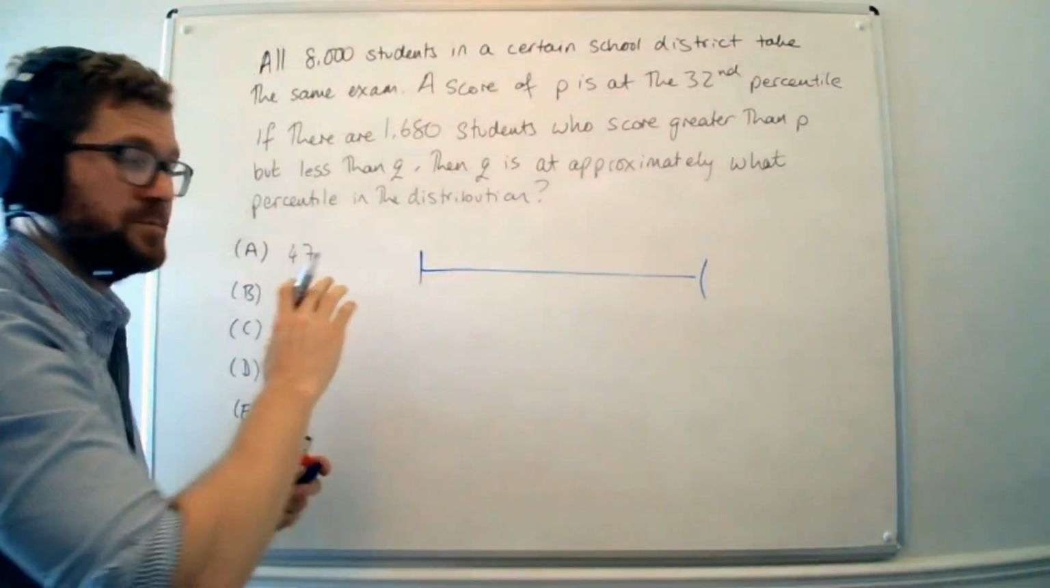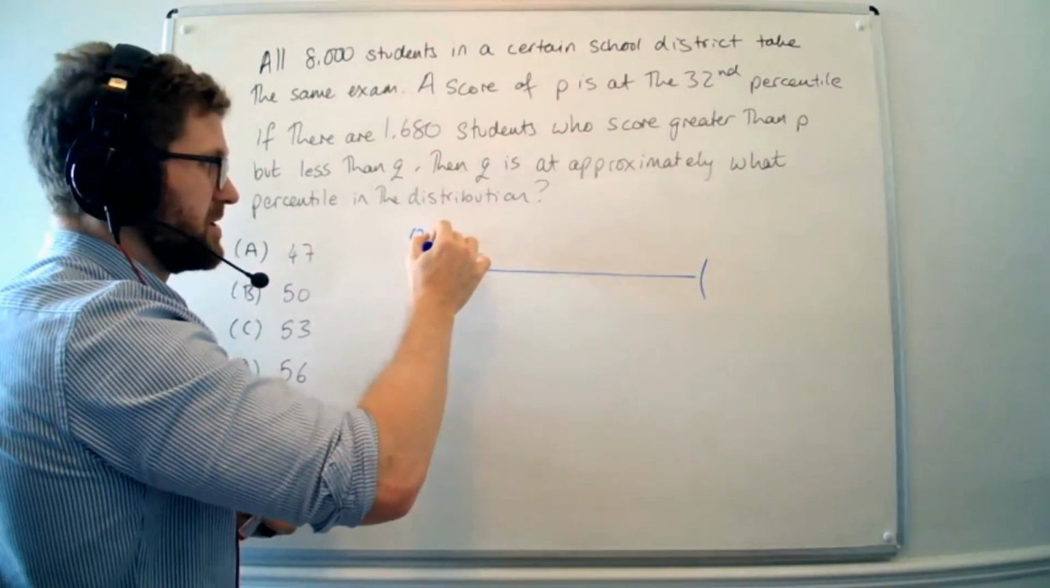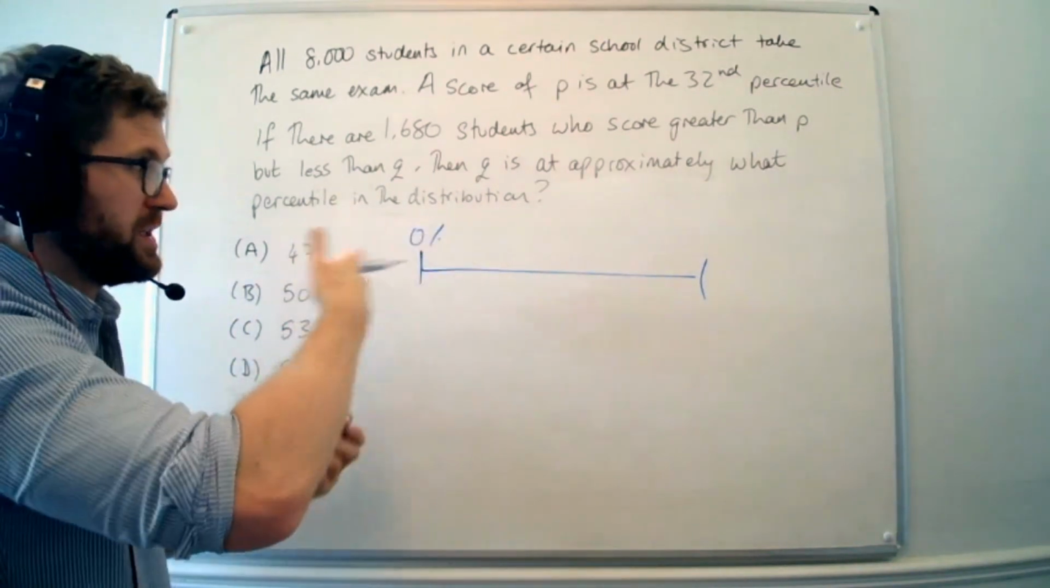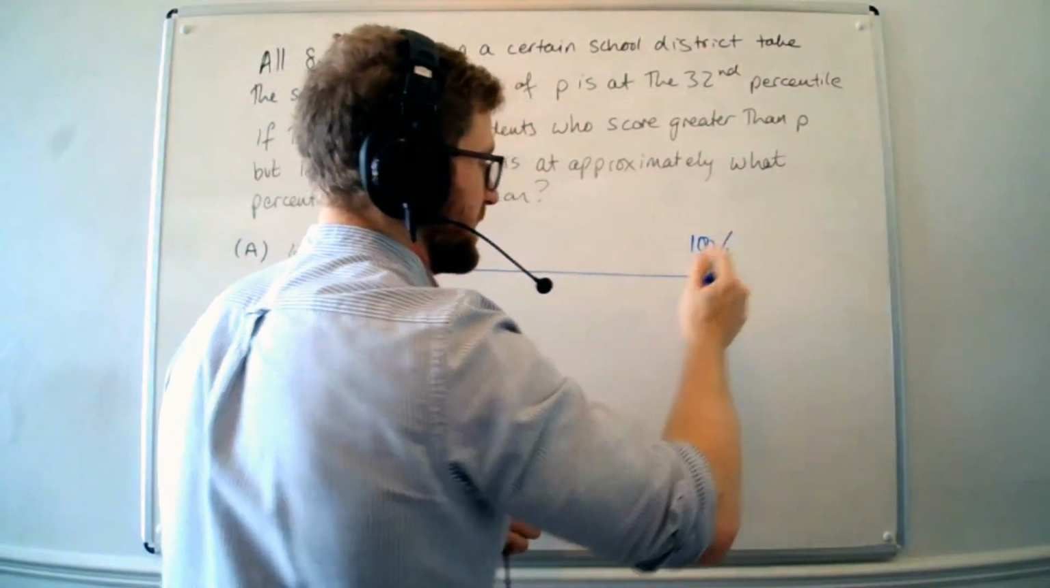Now, to help us with this question, I'm going to give us a bit of a bar here. Just a representation. This is not a technical thing or anything like that. What I'm going to say is at the bottom, I've got 0%, so nobody is going to score below whatever the bottom score is. And up here, I've got 100%.